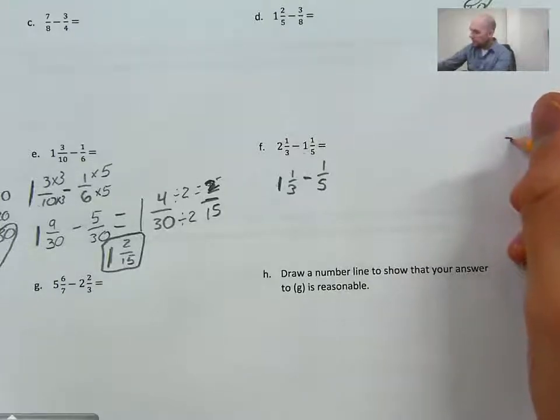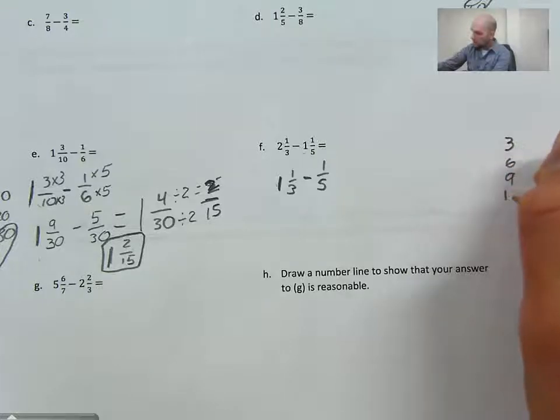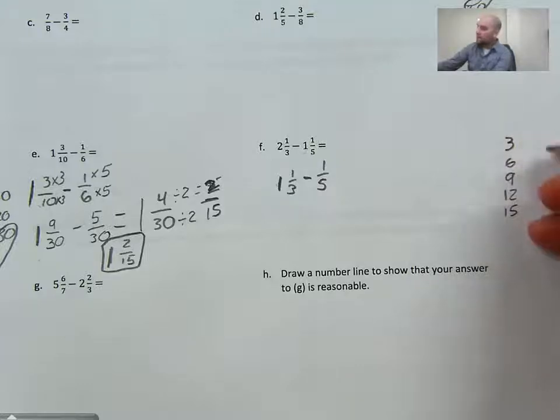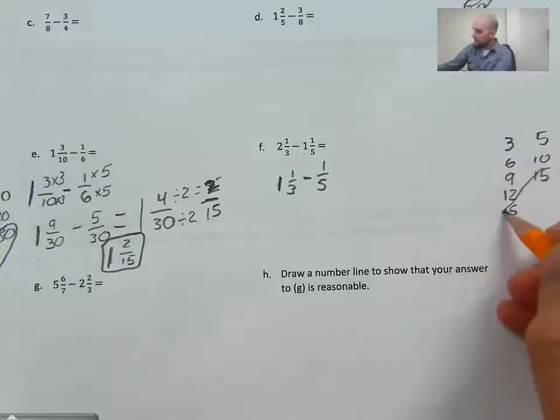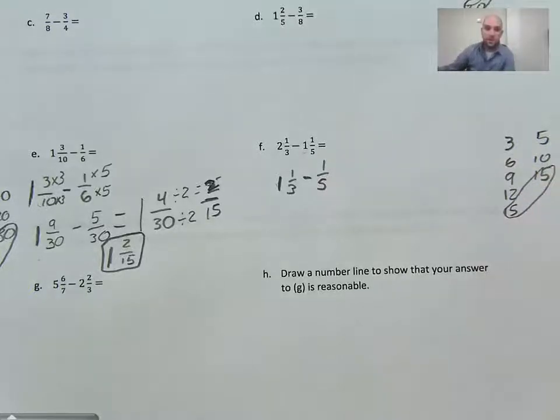I need to find a common denominator between 3 and 5. 3, 6, 9, 12, 15. That ends in a 5. I know it probably is a multiple of 5. We do 5, 10, 15. And 15 will be our common denominator. 3 times 5 is 15.